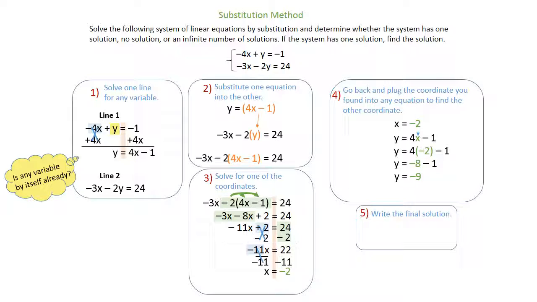The fifth and final thing I have to do is just write the final solution. I have an x coordinate and I have a y coordinate. I'm just going to write them together in the final solution. Negative 2, negative 9. That is where these two lines cross.